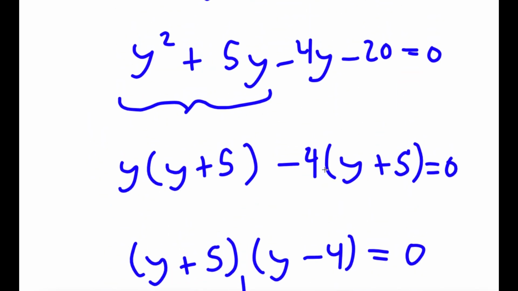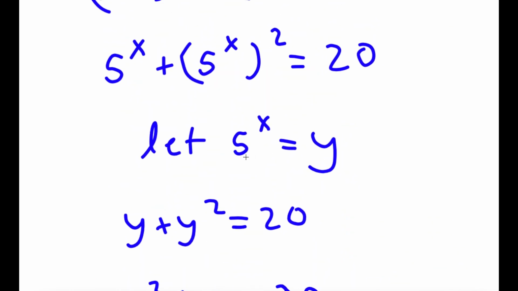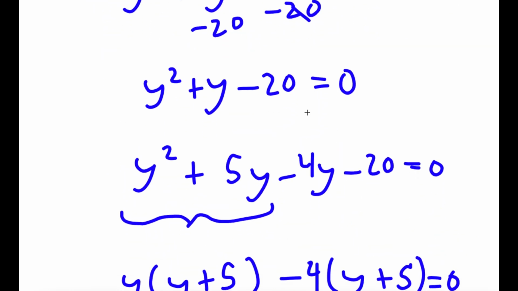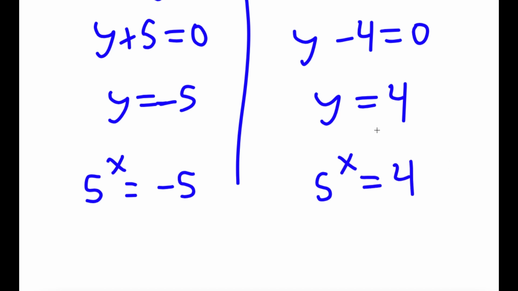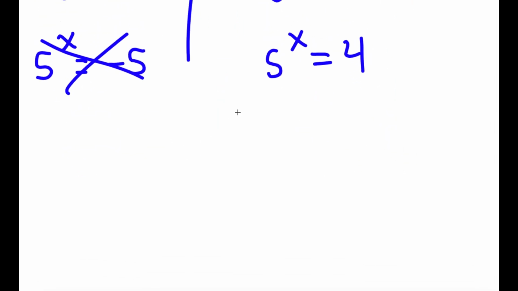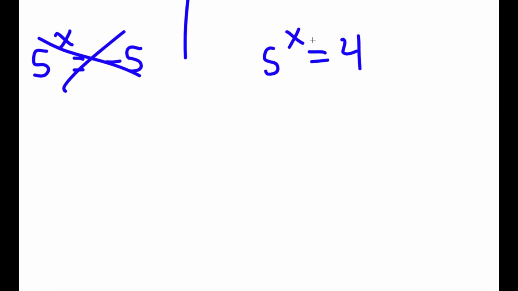Now remember how we let 5 to the power of x equal to y. So now this is going to give me two equations. I have 5 to the power of x is equal to negative 5, and I have 5 to the power of x is equal to 4. So first off, 5 to the power of x equals negative 5. Well, I can't take the power of a positive number and make it a negative number. So this is wrong. This equation is wrong. So now this leaves me with 5 to the power of x equals 4.